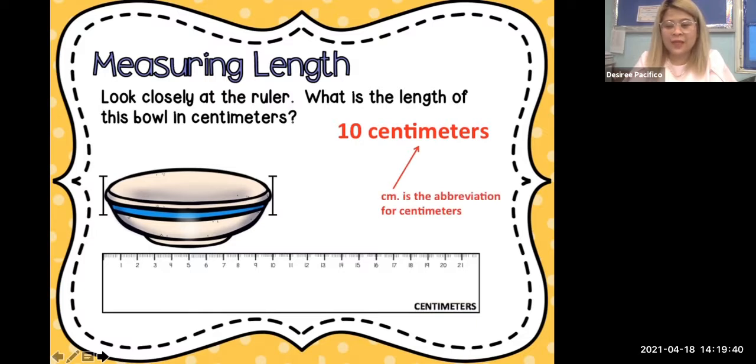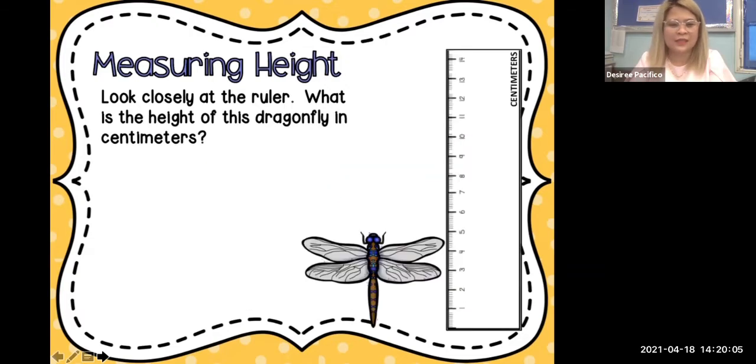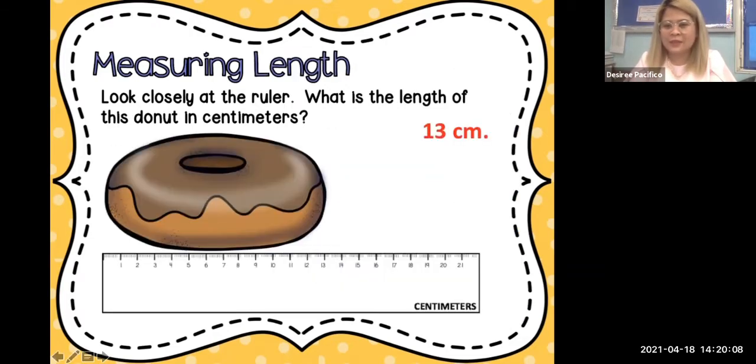Now to abbreviate the word centimeters, because we don't want to write centimeters, it's quite long, you can write cm as the abbreviation. Now let's measure the donut. What do you think is the length of the donut in centimeters? It is 13 centimeters. If you can see, cm is here already. It's the abbreviation for the word centimeters.